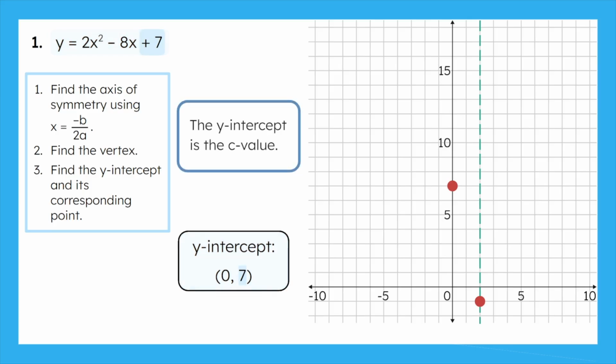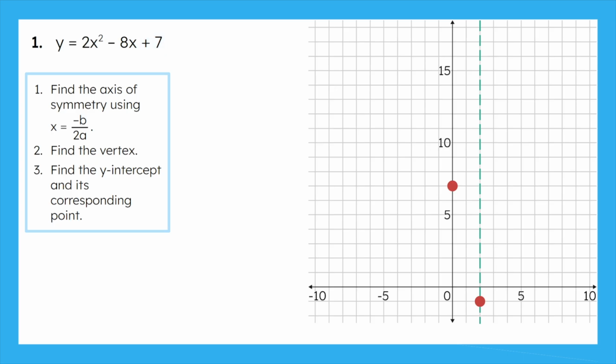The y-intercept is the c value. So while it's important to understand that the y-intercept comes from an x value of 0, we don't have to substitute 0 and evaluate every time. The next part of this step is to find the point that corresponds to the y-intercept on the other side of the axis of symmetry.